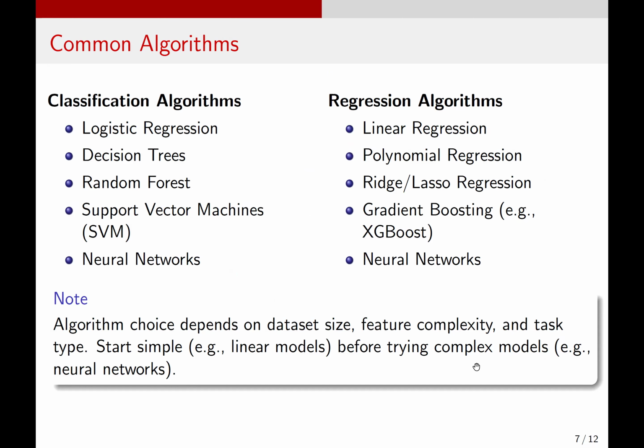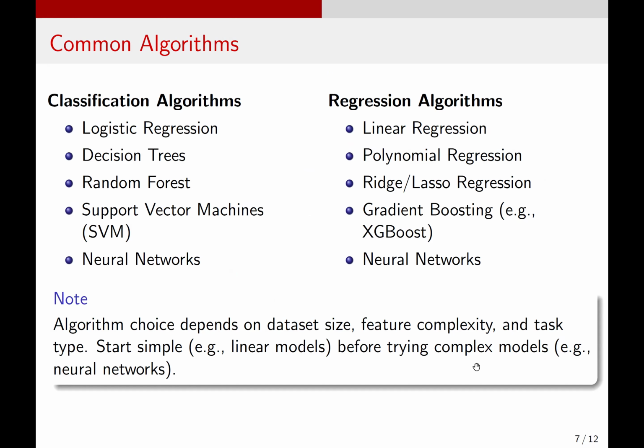For regression algorithms, you have the most popular, linear regression, followed by polynomial regression. We have ridge and lasso regression. These are particularly good for regularization. You can have model overfitting or model underfitting. So ridge and lasso regression are some of the things we can use to regularize these models, to apply a penalty on the model to be sure we get something good enough.